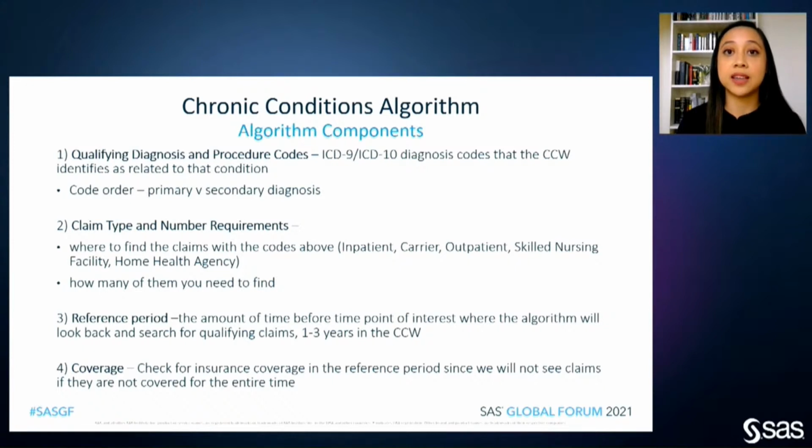The fourth component is enrollment. The package will check that each patient has enrollment for the whole reference period. This is because if they weren't enrolled, you might not be able to see all of their claims in a particular year. This is important because if you include those beneficiaries, you might be underreporting your incidence and prevalence rates.